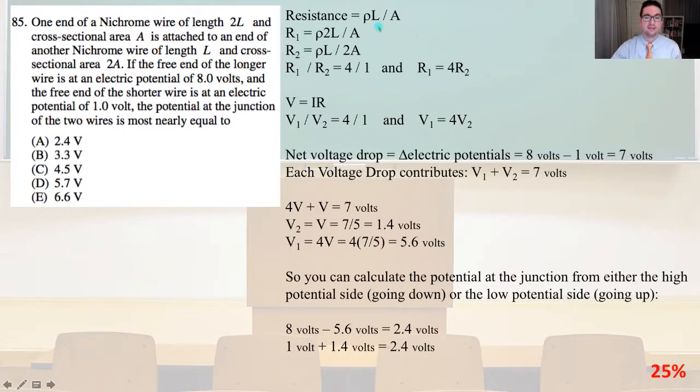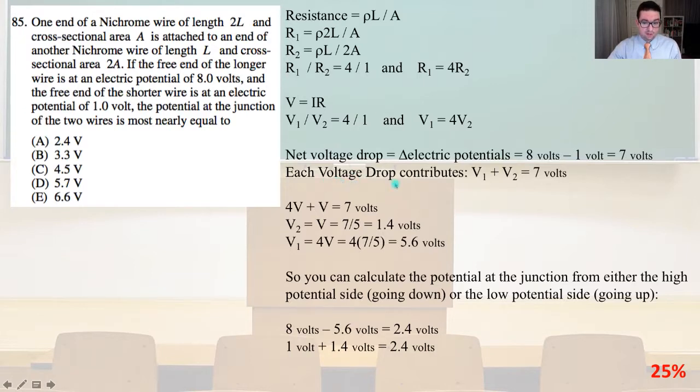So our resistance is going to equal rho times our length of the wire divided by the area. So our resistance R1 is going to equal rho times 2L over A. R2 is going to equal rho L over 2A, and R1 equals 4R2. So V equals IR, V1 equals 4V2. The net voltage drop equals the change in the electric potentials, which equals 8 volts minus 1 volt equals 7 volts.